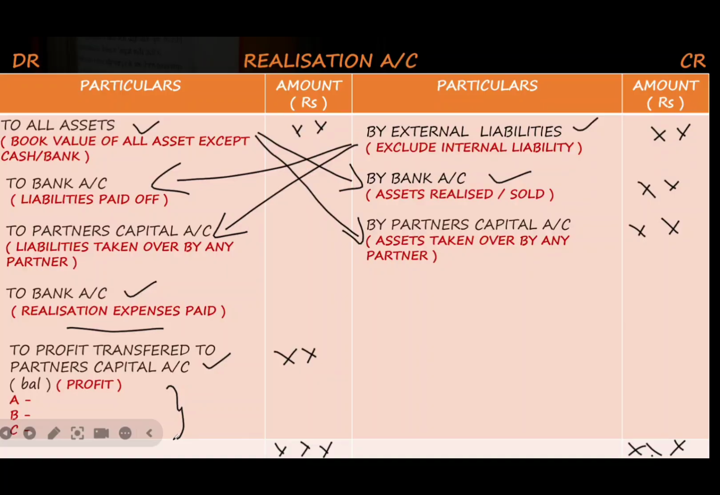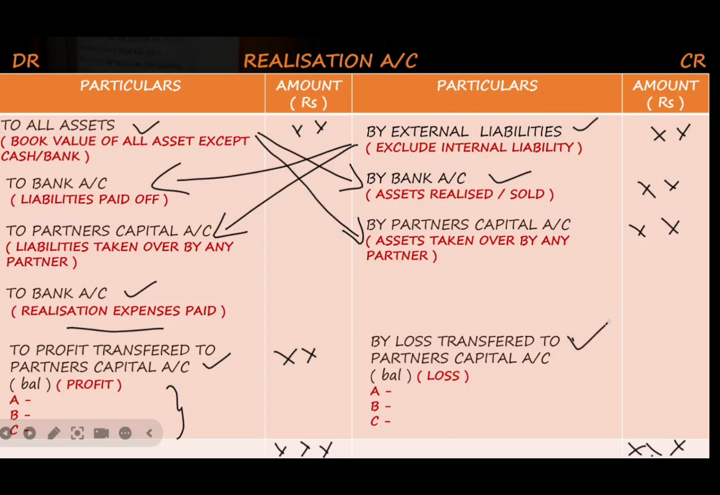And if the debit side is more and the credit side is lesser, it will be loss. So it appears on the credit side as by loss transferred to all the partners, and the loss again should be distributed to all the partners in their profit sharing ratio. So this profit or loss on the realization of assets and payment of liabilities will be transferred to the partner's capital account. So this is how the realization account is prepared. The next account we have to prepare will be the capital account.